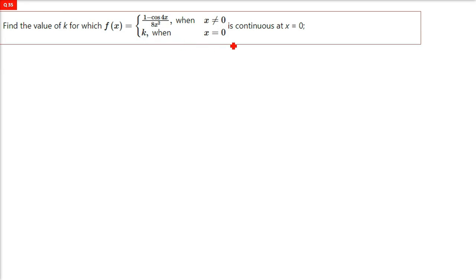Now this kind of question we have done: find the value of k for which f(x) is continuous at x equals 0, as already given. When x equals 0, it's k. If you go to the left-hand side or right-hand side, it will be (1 minus cos 4x) by 8x square.